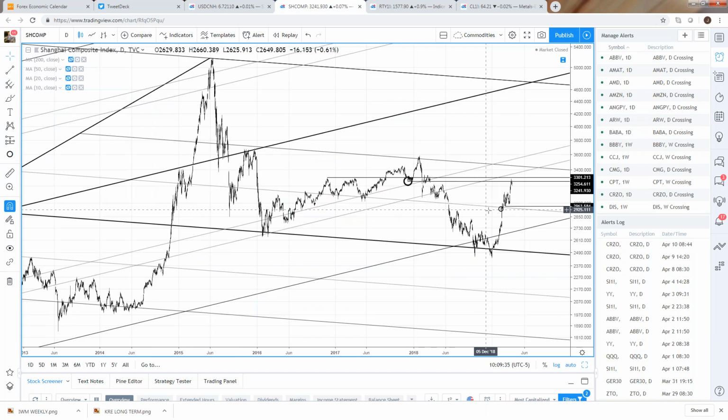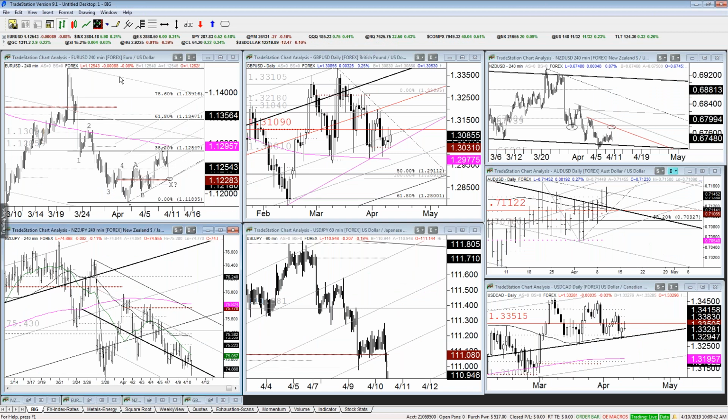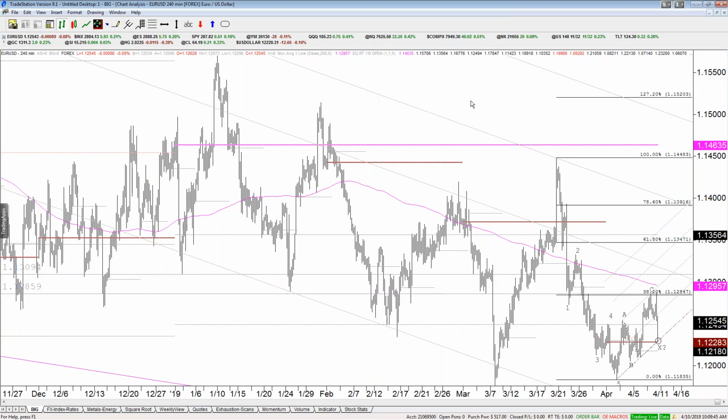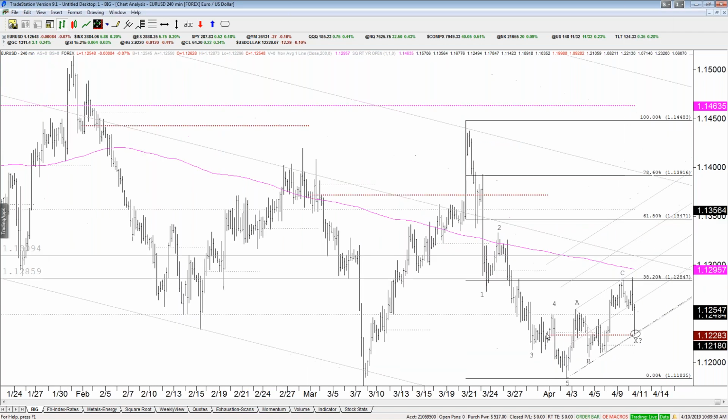So watch China. All right. Okay. Let's move it on into the setups. All right. So ECB this morning, kind of a dud, frankly. Aren't they all these days? But the levels are playing out pretty good.